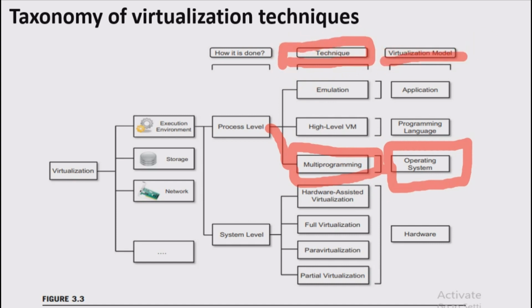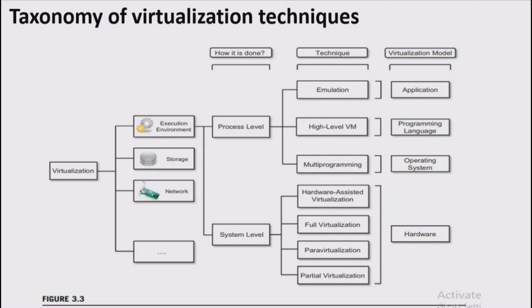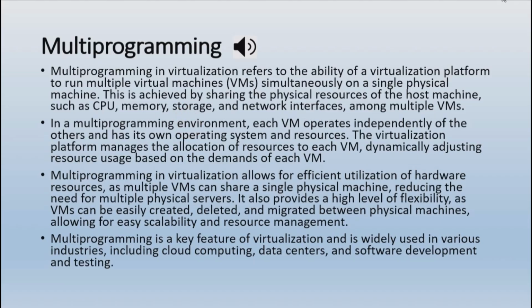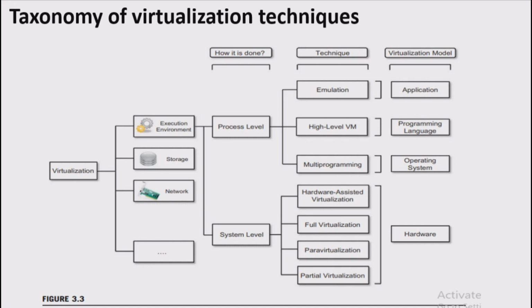Now we have reached the end of multiprogramming and covered all topics of the cloud computing taxonomy's process-level techniques, such as emulation, high-level VM, and multiprogramming. And this is the end of the process-level cloud computing taxonomy, virtualization technique.